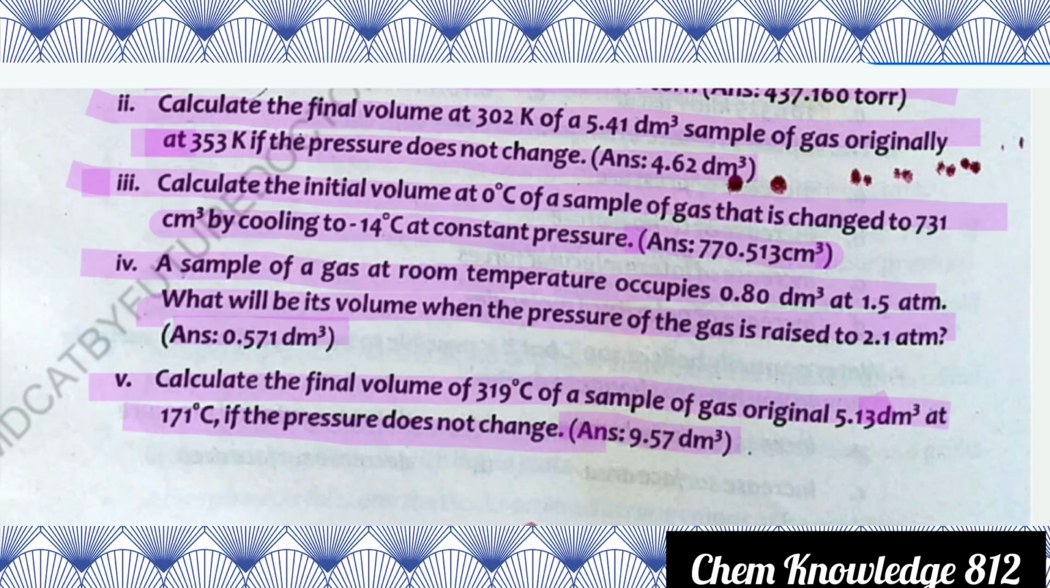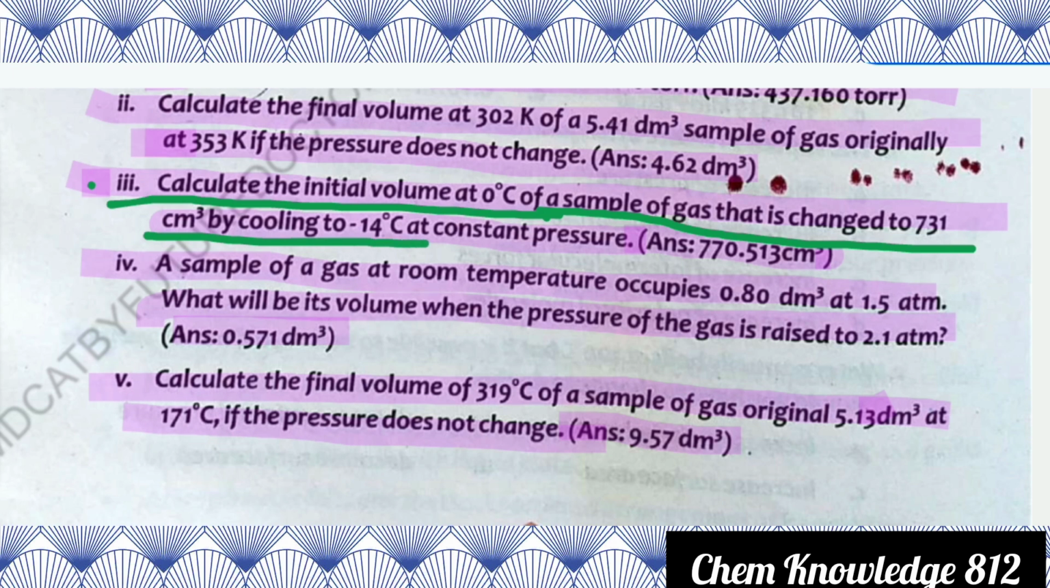Now let's come towards question number 3. Calculate the initial volume at 0 degree Celsius of a sample of a gas that is changed to 731 cubic centimeter by cooling to minus 14 degree Celsius at constant pressure. The answer is given as 770.513 cubic centimeter. Now let's move towards its solution.